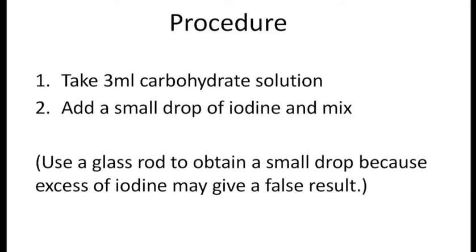We will use a glass rod to obtain a small quantity of iodine because the excess of iodine may give a false result. Dip the tip of the glass rod in the iodine solution. The tip will carry a very small amount of iodine. Then mix this amount of iodine in the above test tube by dipping the tip of the glass rod.